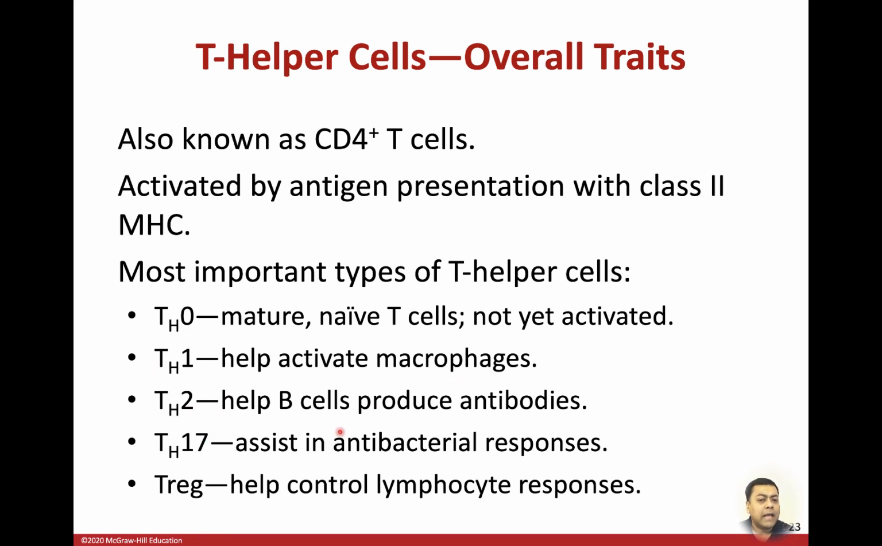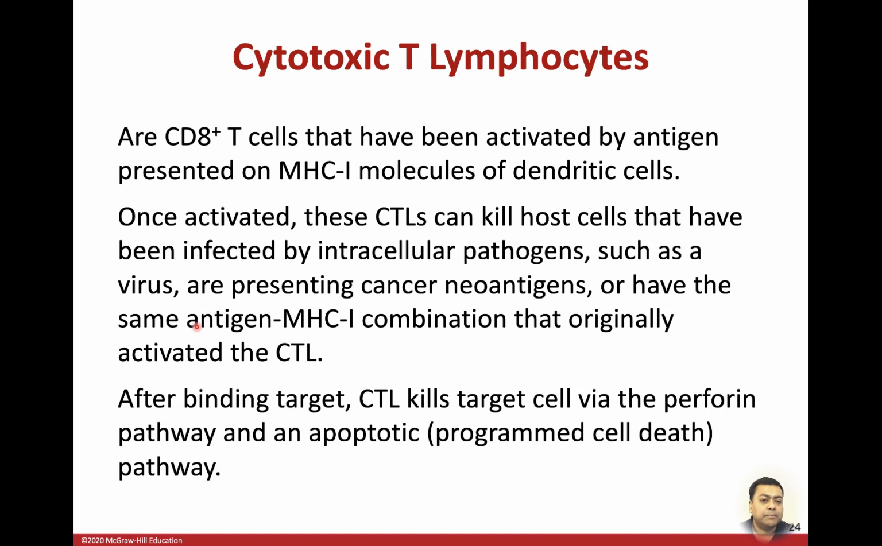Th2, on the other hand, helps produce B cells and some antibodies. Th17 assists antibacterial responses, and T regulatory cells help to control the lymphocyte responses. These are some of the primary functions, but there will be much more detailed secondary functions, and we're going to talk about that in a minute.